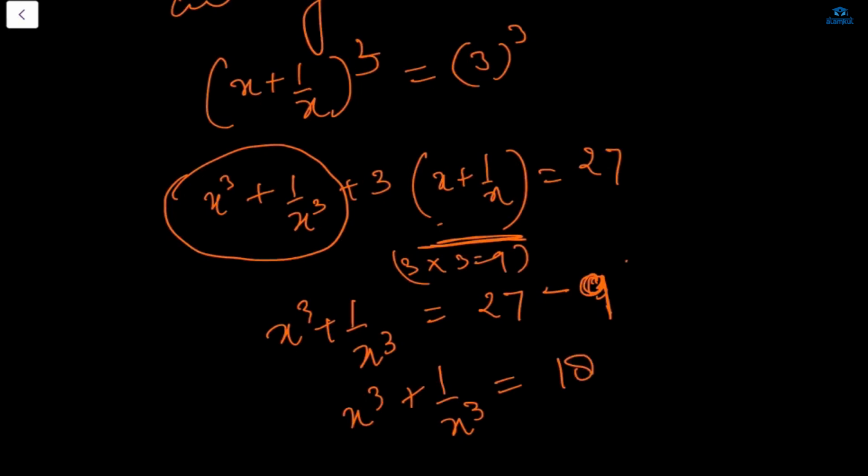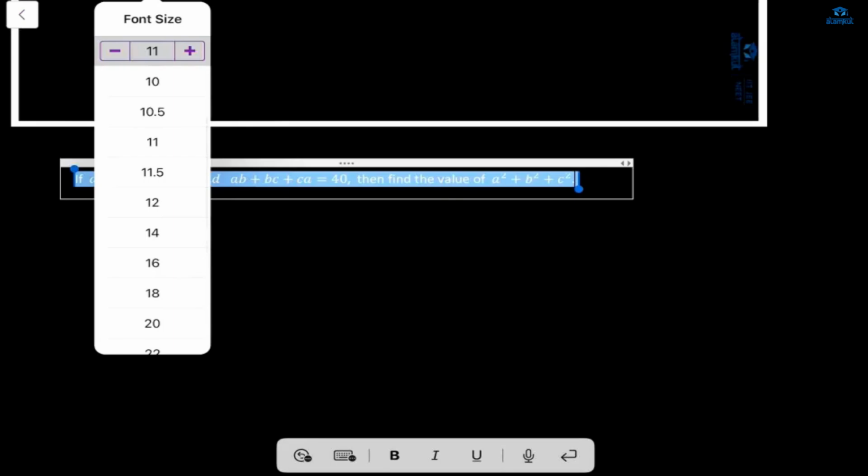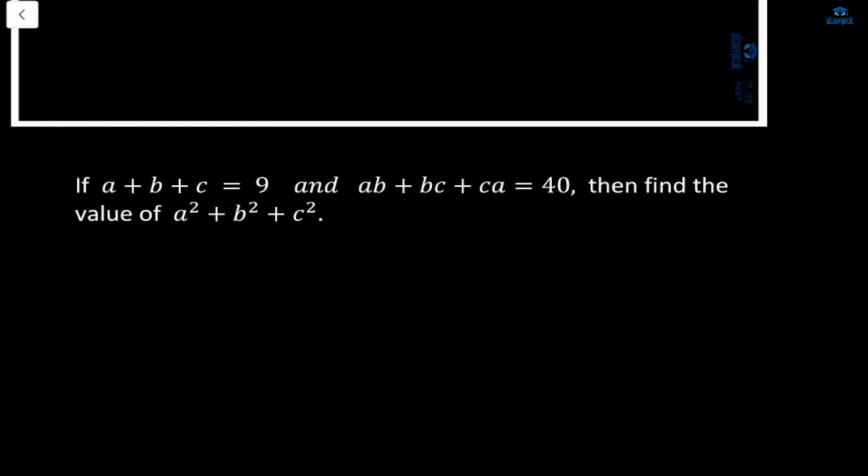So what is the answer? Understood? Yes, ma'am. Okay. Let's try another. Try this one, Sharon. If a plus b plus c is equal to 9 and ab plus bc plus ca is equal to 40, then find the value of a squared plus b squared plus c squared. You already have the formula. Do you remember the formula? Which formula will you be using here?